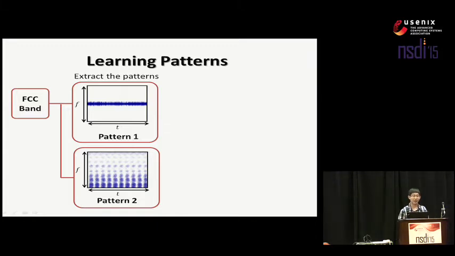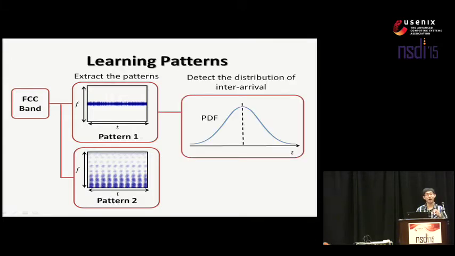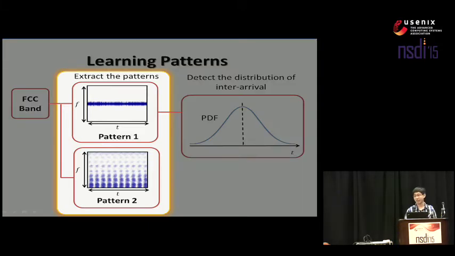Now, for each pattern we extract, we try to learn how often this pattern appears in time by detecting the distribution of the inter-arrival time of the pattern. This distribution tells you whether this signal is always on, whether it's periodic, and how much periodicity you have. At the end of the day, all of this information will go into a database that we maintain and guide us to do the spectrum sensing. So first, let's see how exactly we extract the patterns.